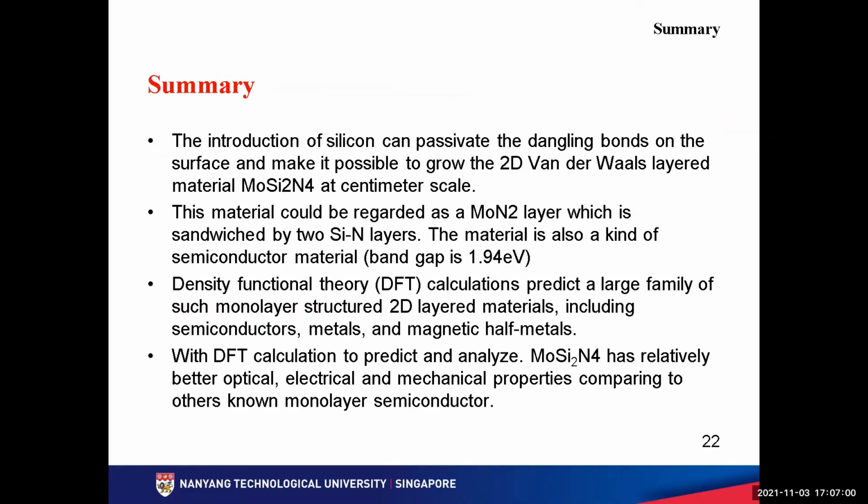So in summary, in this research, researchers found that the introduction of silicon can passivate the dangling bonds, which makes it possible to grow the 2D van der Waals layer at the centimeter scale. These materials are in the form of MoN2 layers sandwiched by two SiN layers. Also, density functional theory enabled the prediction that MoSi2N4 is a semiconductor and has better optical, electrical, and mechanical properties compared with all other already known monolayer semiconductor materials.